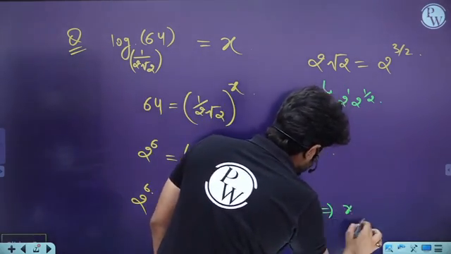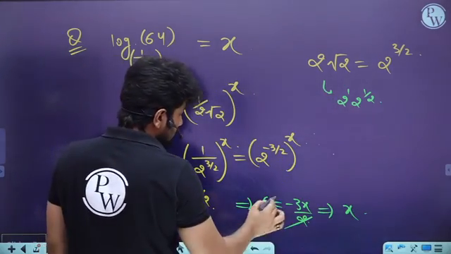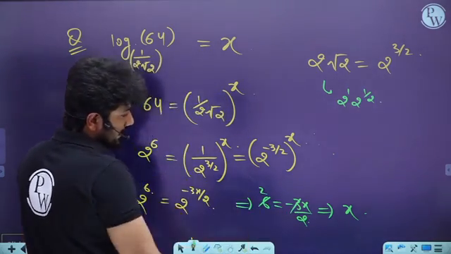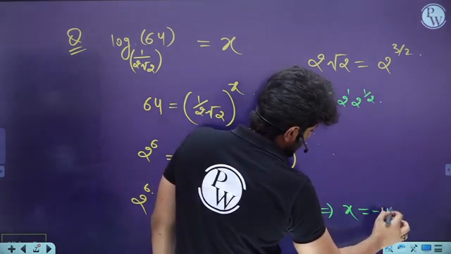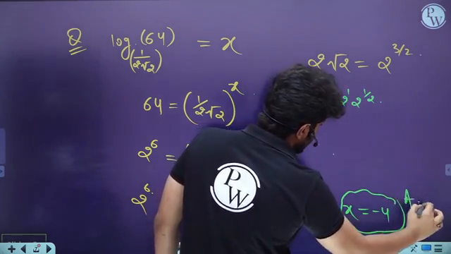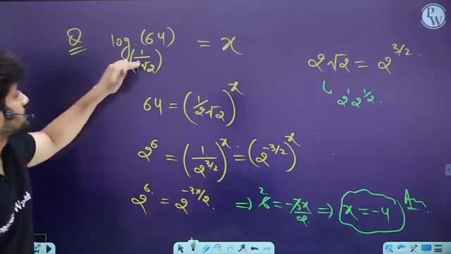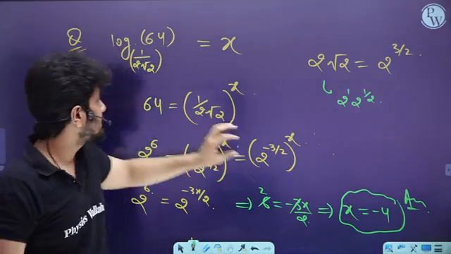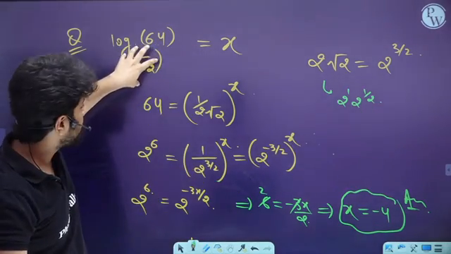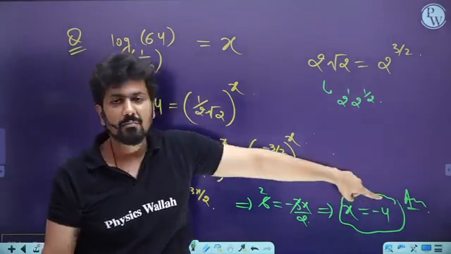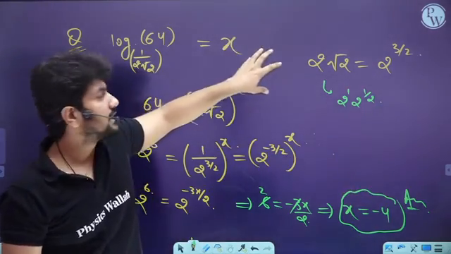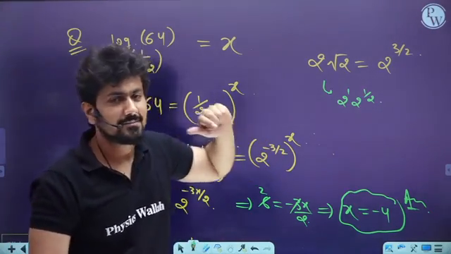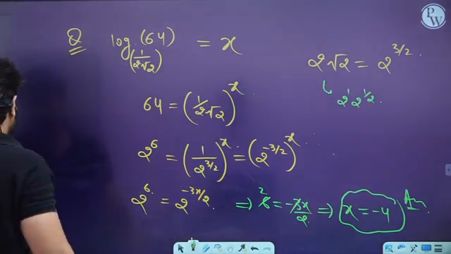Now what is the value of x? x will be equal to minus 4. That's our answer: the value of log of 64 to the base 1 upon 2 root 2 is minus 4. Basically it means that if I raise the base 1 upon 2 root 2 to the power minus 4, I will get 64. Correct? As simple as that. Now let's move ahead.